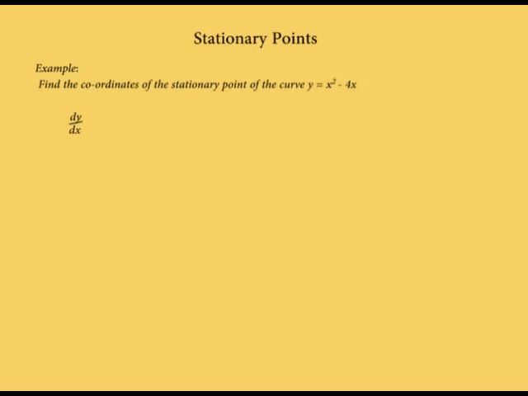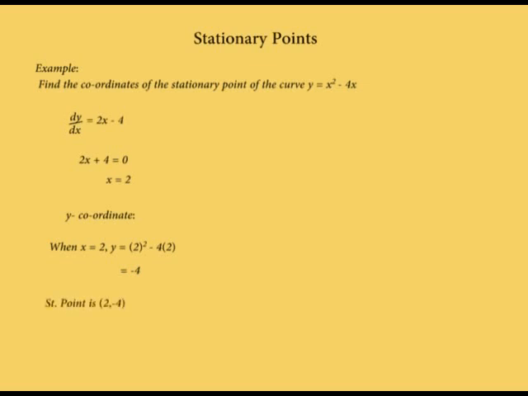So dy over dx for our case will be 2x minus 4. We equate that to 0. 2x minus 4 is equal to 0. 2x is equal to 4 and x is equal to 2. Now we substitute that in the equation of the curve to get the y coordinate. y is equal to 2 squared minus 4 times 2. That gives us y is equal to minus 4, and so the stationary point is (2, minus 4).